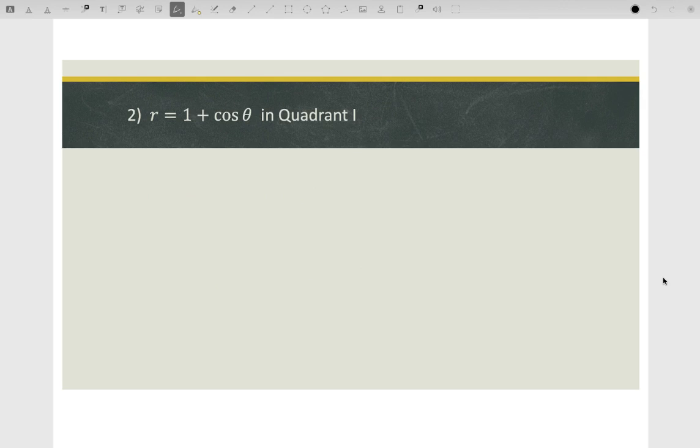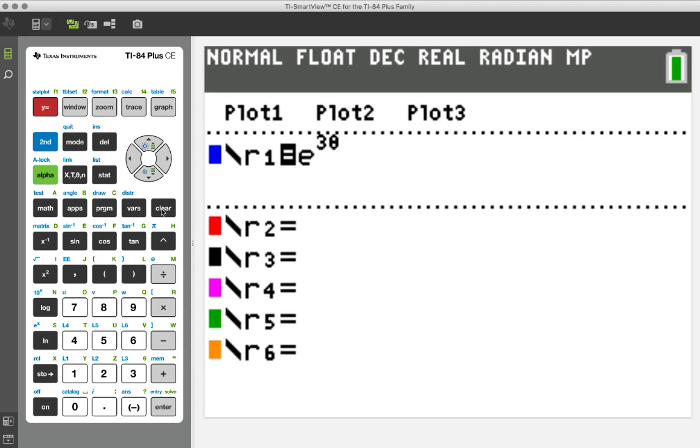In this one, we have the polar curve 1 plus cosine theta, and they simply want us to find the arc length in the first quadrant, so thereby implying that we're going 0 to pi over 2. So we can take a look at this one as well on our graphing calculator. Returning to our function values, we have r equals 1 plus cosine of theta.